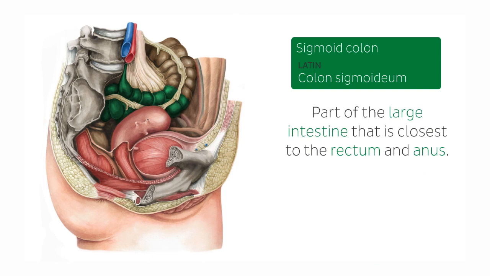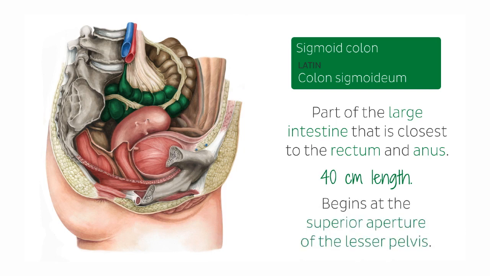This structure forms a loop that averages about 40 centimeters in length and normally lies within the pelvis, but due to its freedom of movement, it is liable to be displaced into the abdominal cavity. The sigmoid colon begins at the superior aperture of the lesser pelvis, where it is continuous with the iliac colon and passes transversely across the front of the sacrum to the right side of the pelvis. It then curves on itself and turns toward the left to reach the middle line at the level of the third piece of the sacrum, where it bends downward and ends in the rectum.